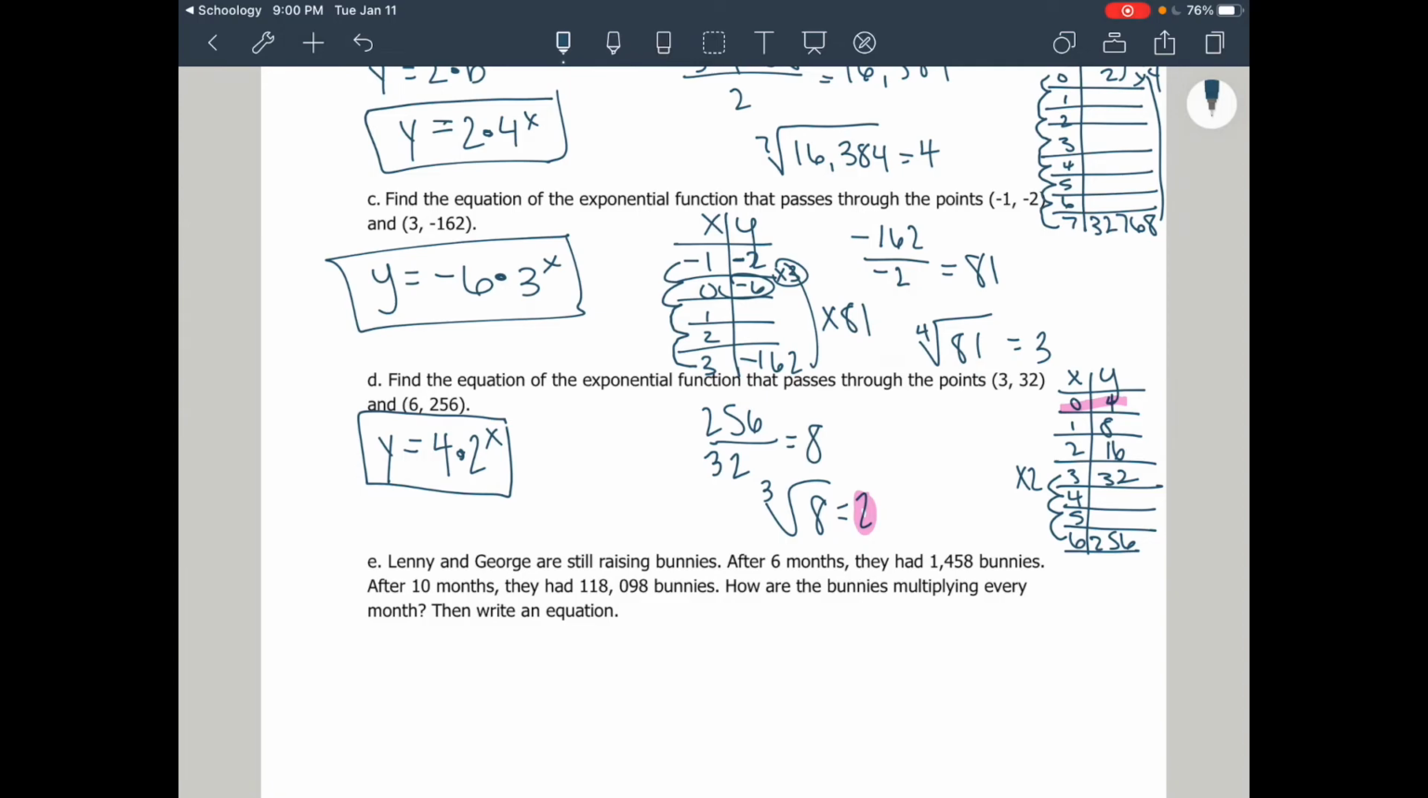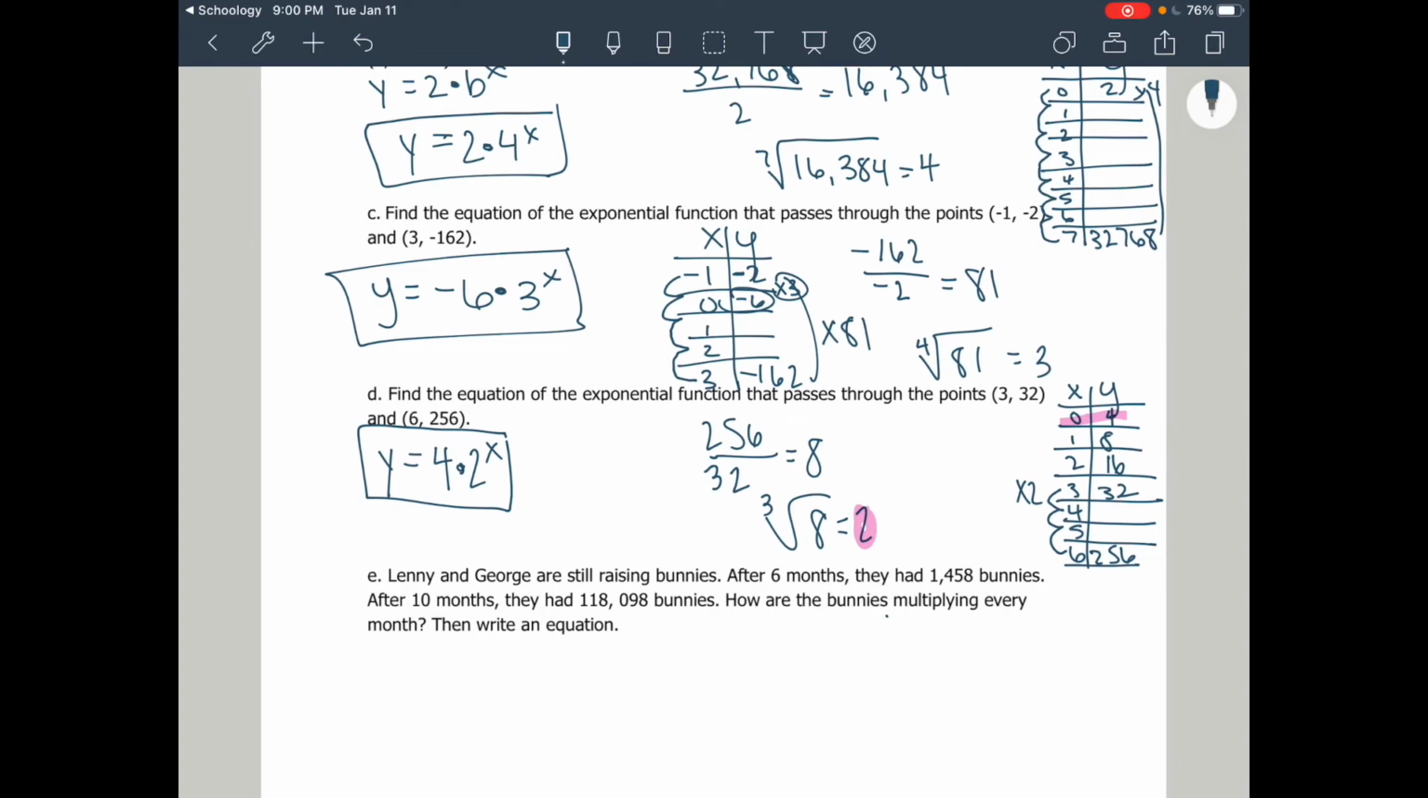So we need to make another table. This one's going to be really long too. So 6 months and 10 months. So we need 0 all the way up to 10. I don't think I'm going to have room. I'm going to do it on this side over here. Should have probably given you guys more room on here. So 0, 1, 2, 3, 4, 5, 6, 7, 8, 9, and then I'm just going to put 10 over here to make it fit.